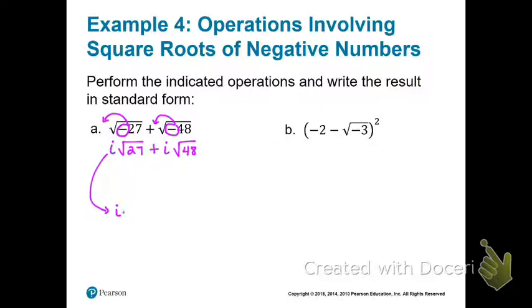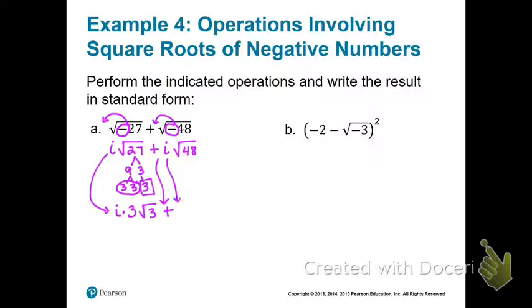So I'm going to have i times, and let's break down 27. So 27 is 9 times 3, and remember we go to our prime numbers. 9 is 3 times 3, and we bring down this 3. Since we're looking for a square root, that means we're looking for 2 of a kind. Well, I have a group of 3's there, so I'm going to take one of them out. And this 3 that's by itself stays underneath that radical. All right, I'm going to go ahead and just bring down my plus sign.